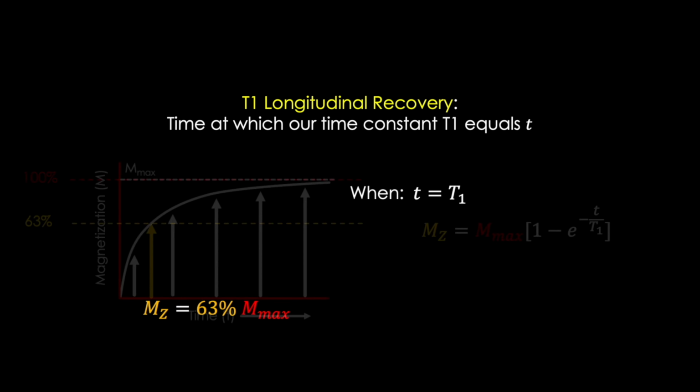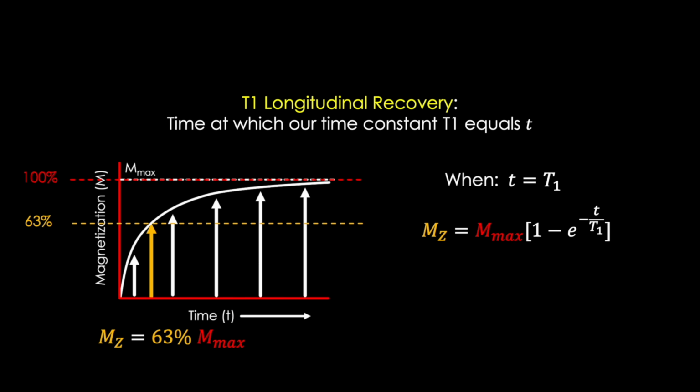So all three definitions of T1 are equal. It's the point in time where our time equals this T1 constant, which equals the point at which 63% of our net magnetization has recovered. Mind blown, right? So this is why you see all these terms used interchangeably.